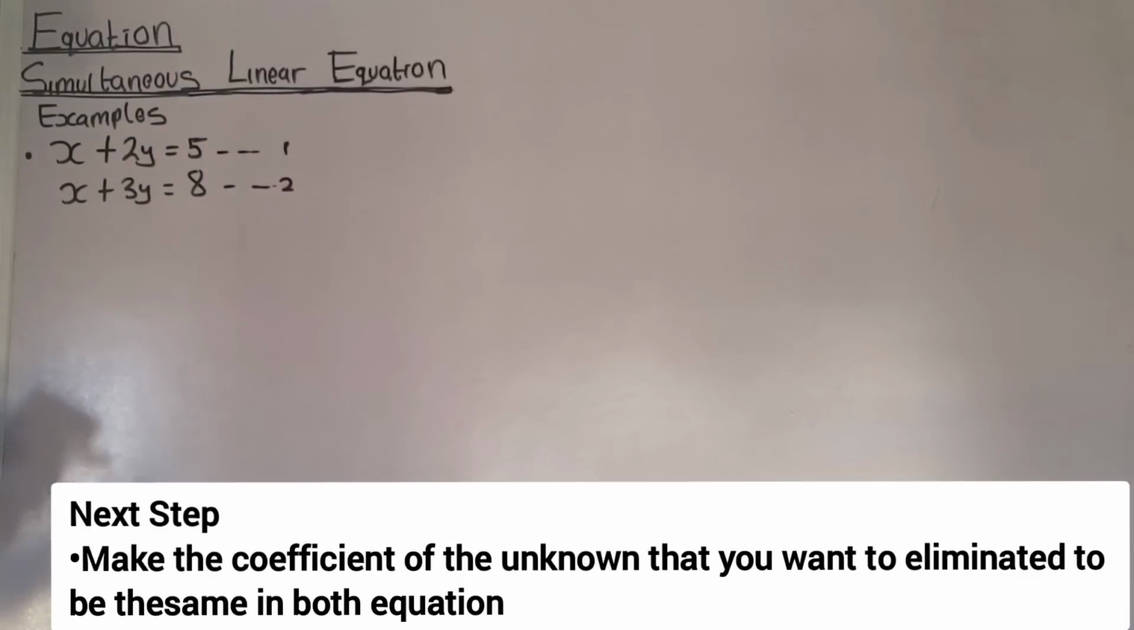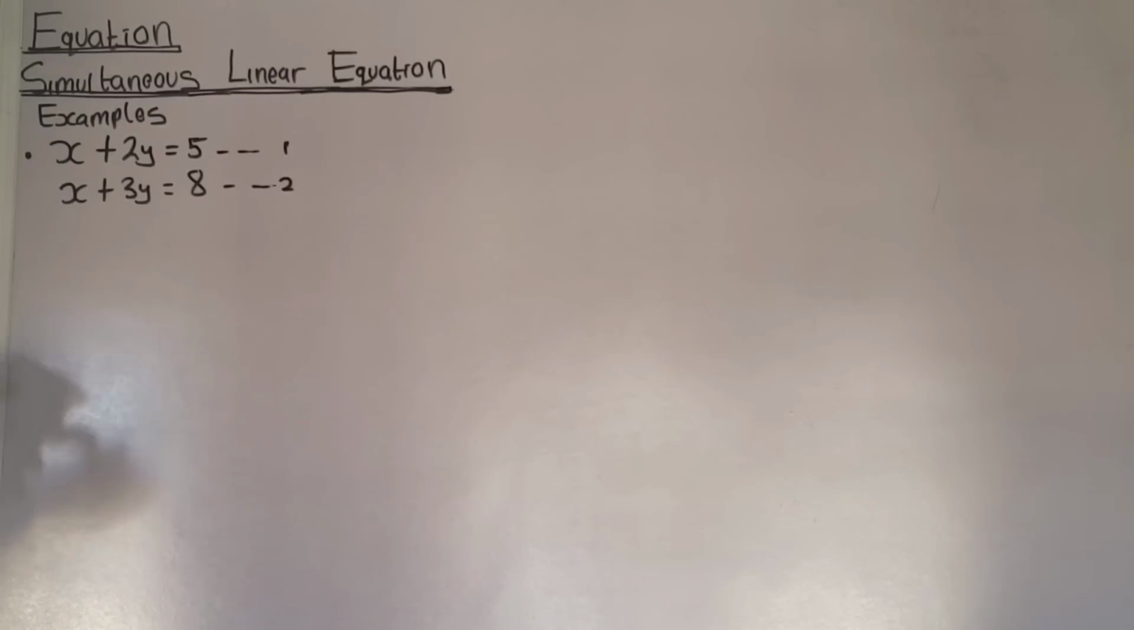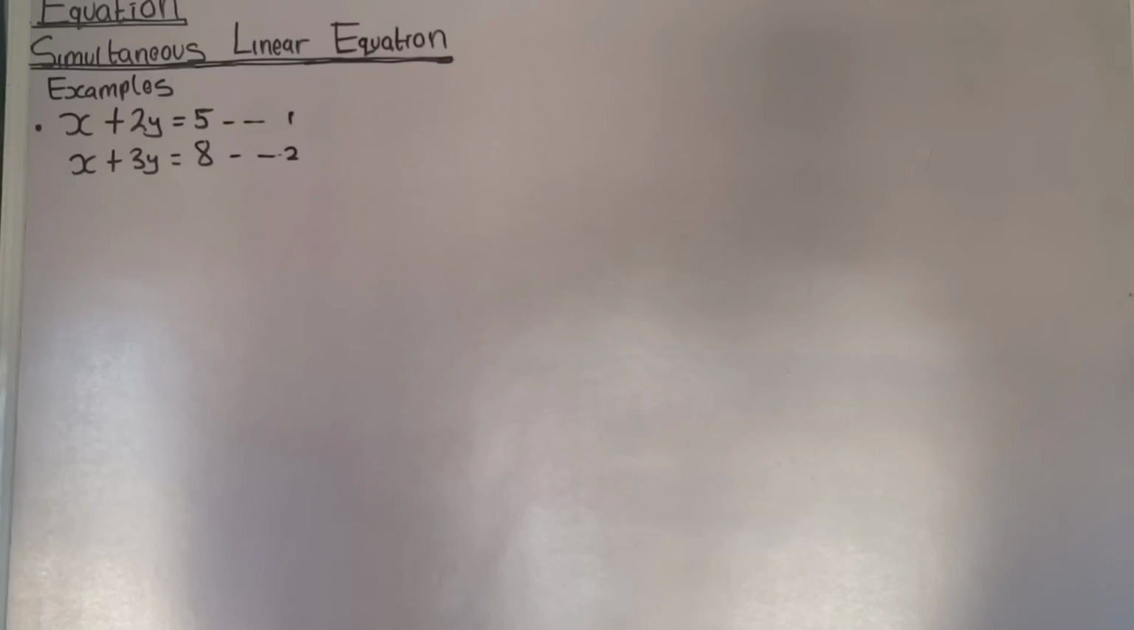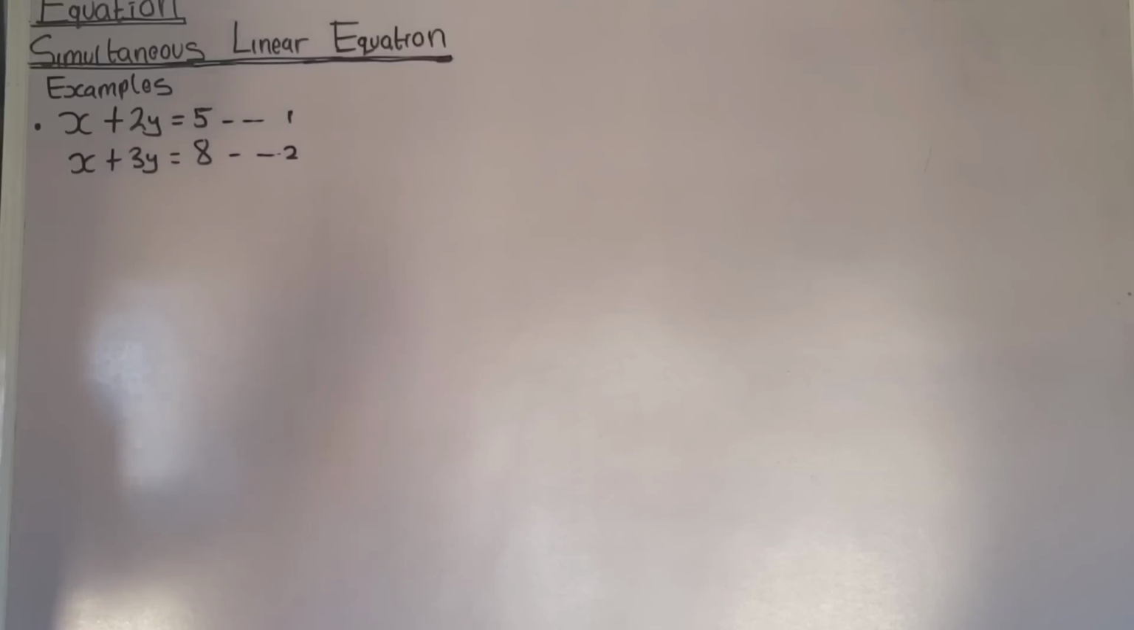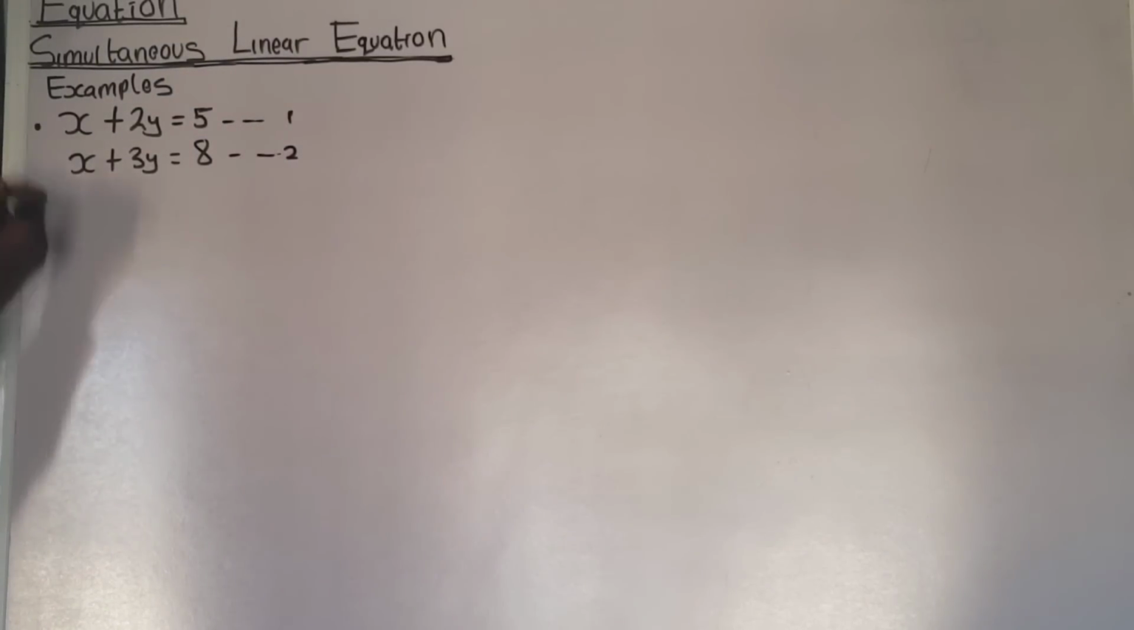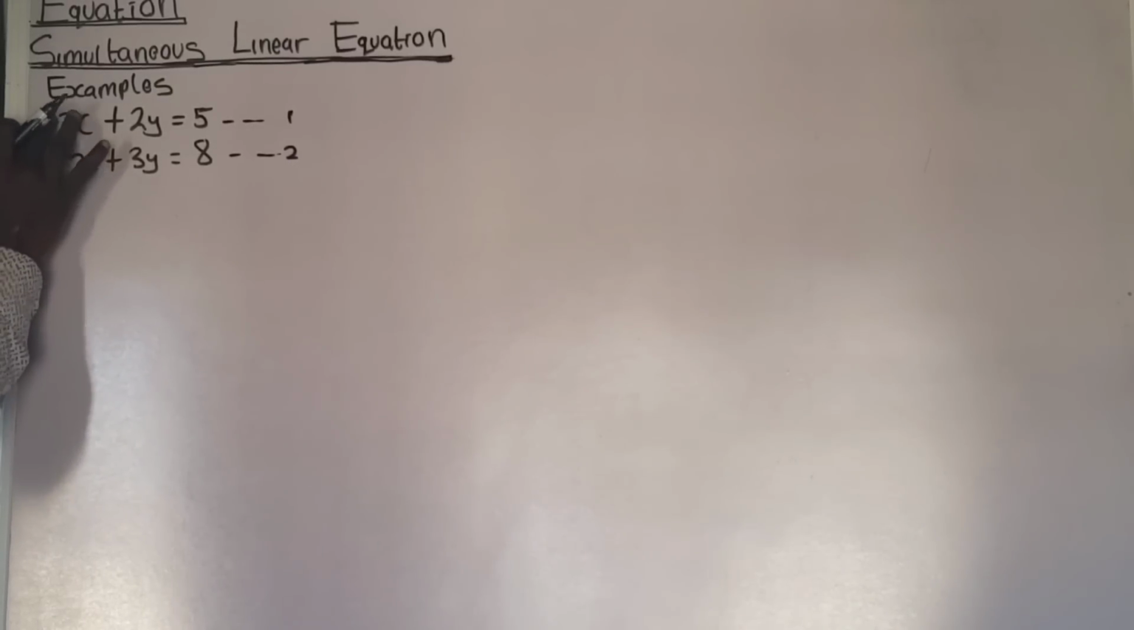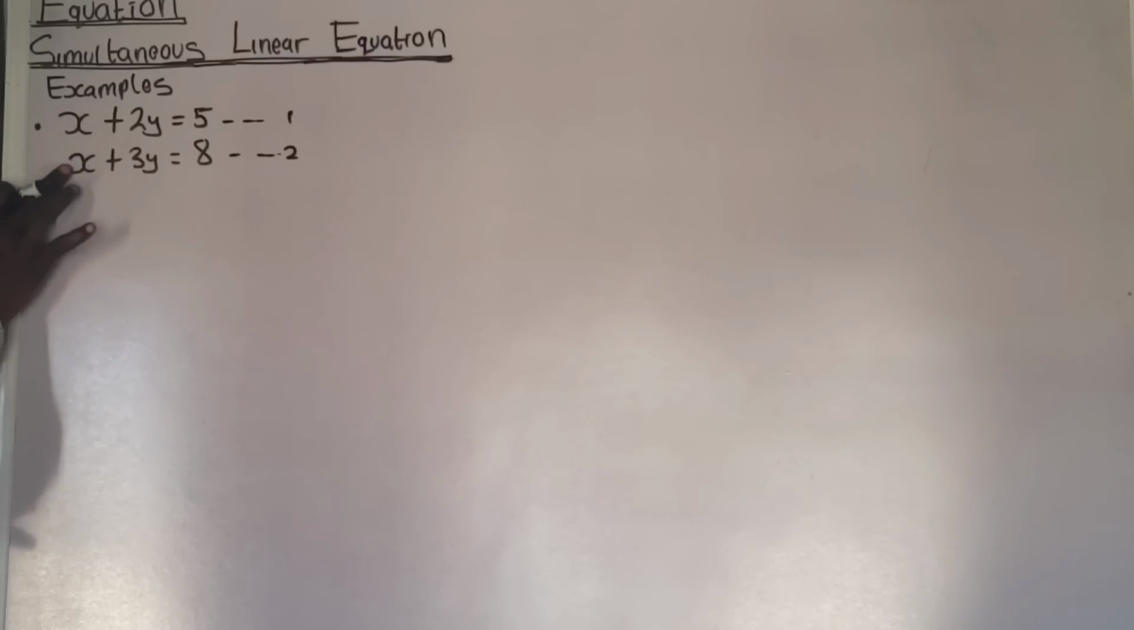I have positive 1 here and positive 1 here, though the 1 is invisible, because 1x is the same thing as x. Now the next step is that I'm going to subtract equation 2 from equation 1. The reason I'm subtracting in this case is because the unknowns that I want to eliminate are both positive. Assuming that this x is positive and this x is negative, I would add. But because I have positive x here and positive x here, I'm going to subtract.